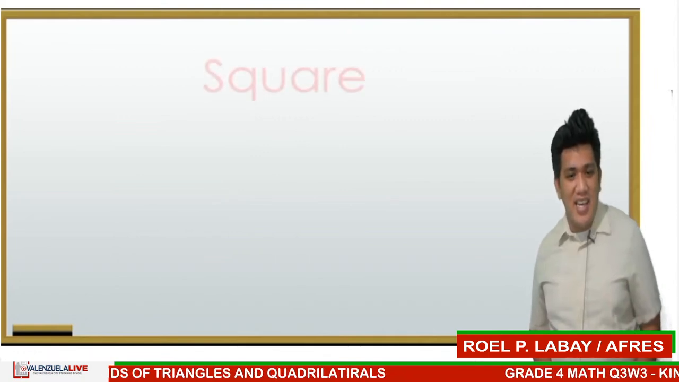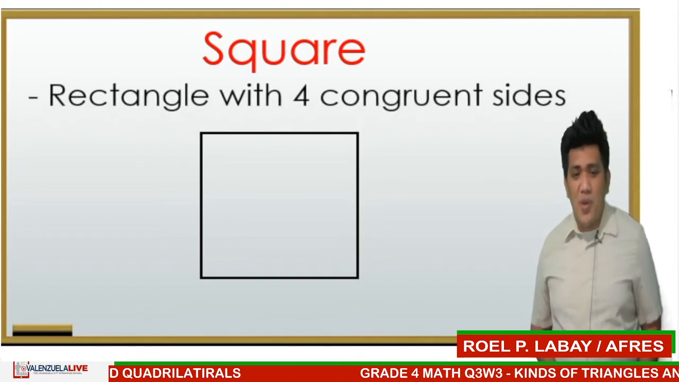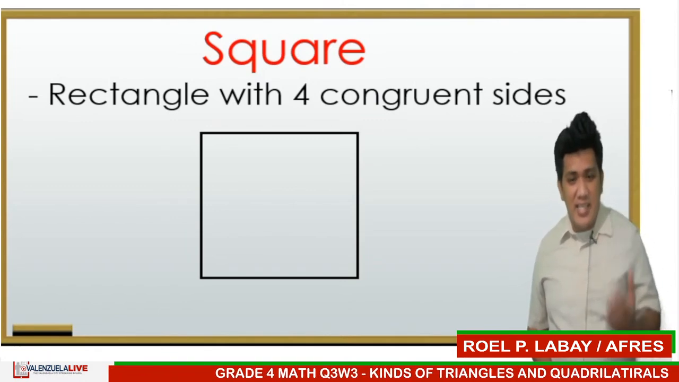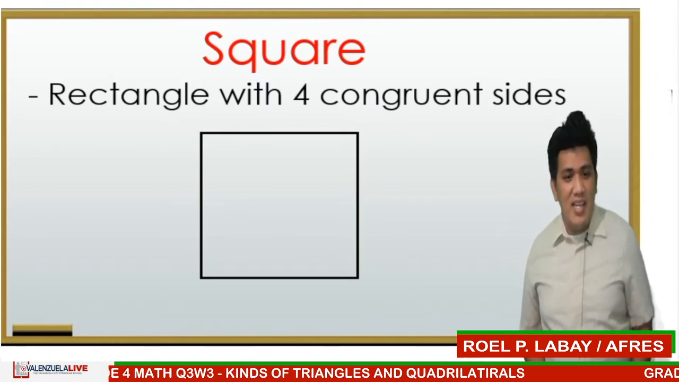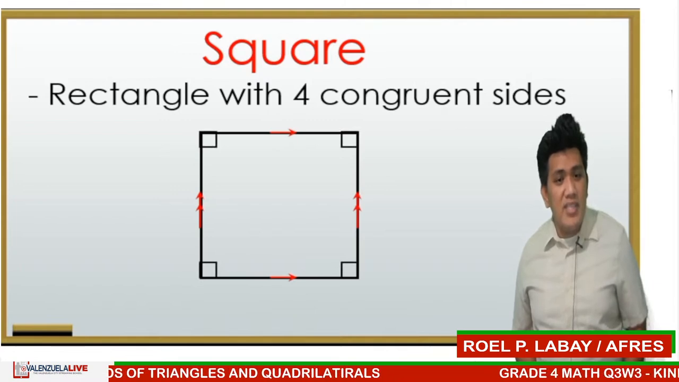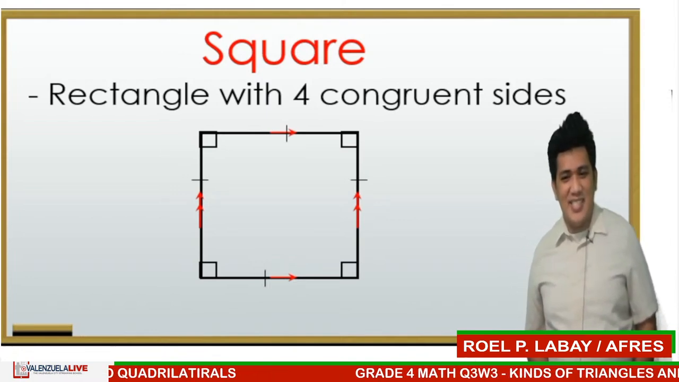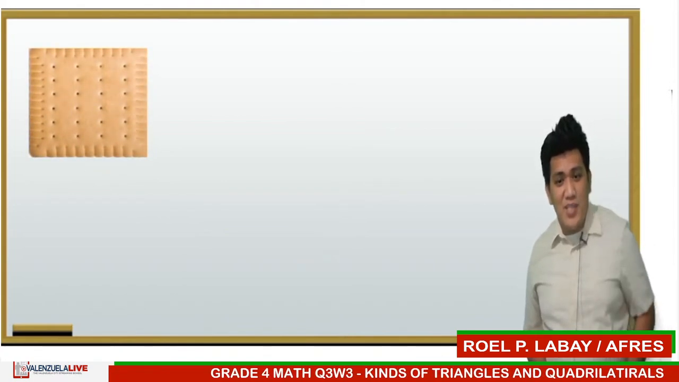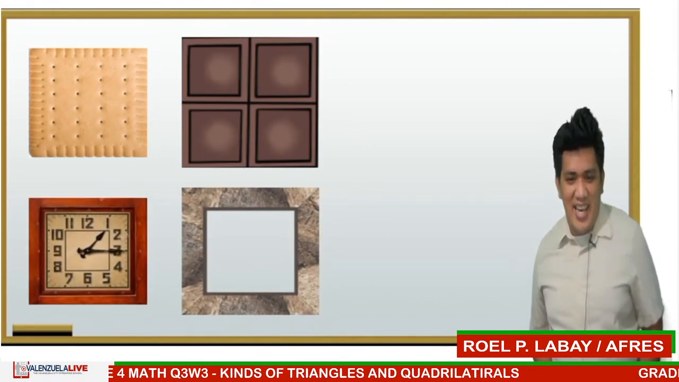Next quadrilateral is square. This is a figure of a square. What is a square? It is a rectangle with four congruent sides, meaning it has two pairs of parallel lines, with four congruent sides and four right angles. These are some examples of a square: a biscuit, chocolates, a wall clock, and a tile.